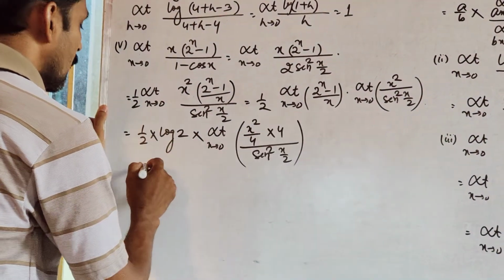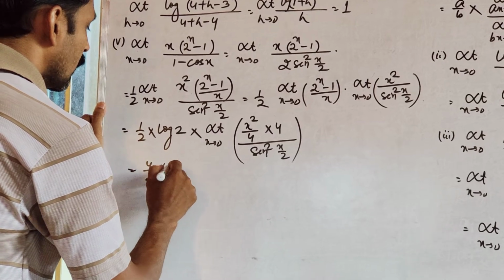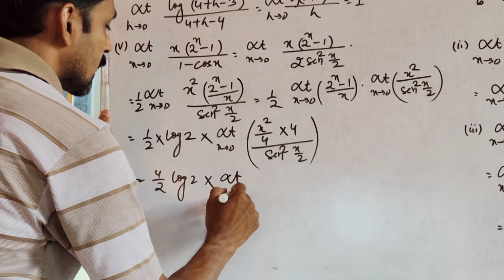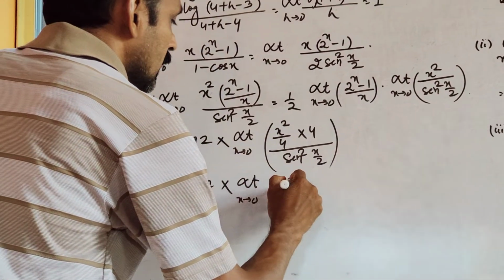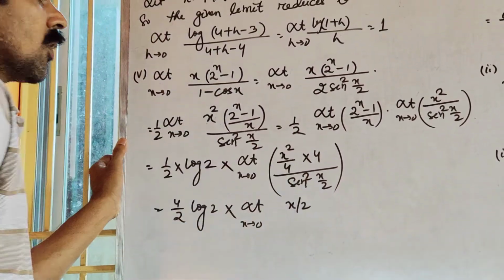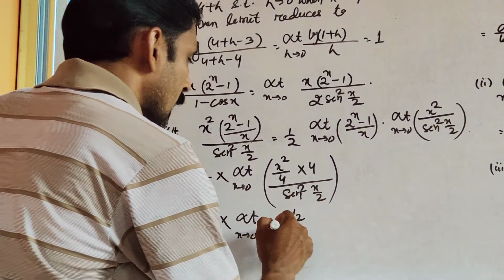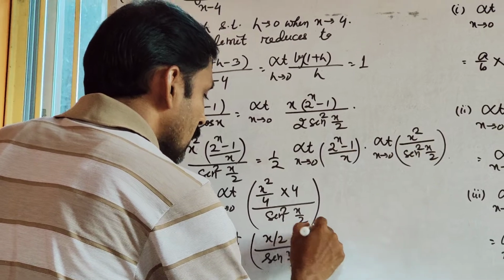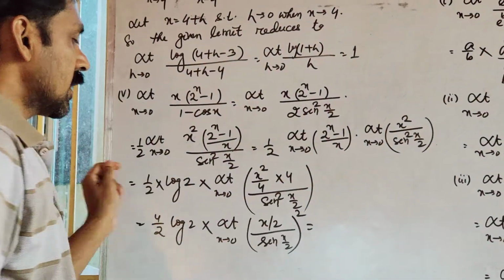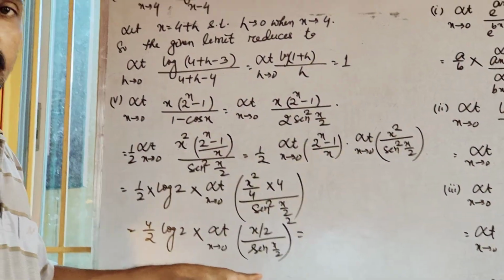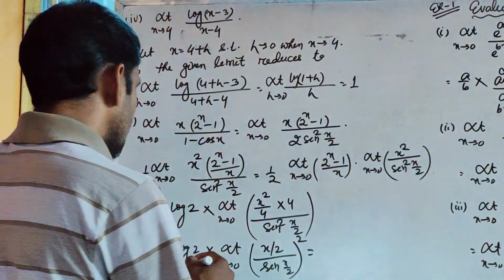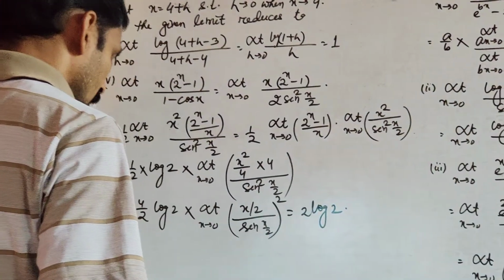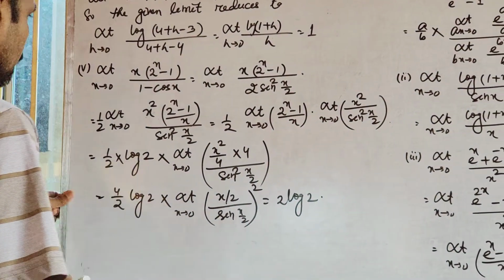So this is 4 also, you can take outside, 4 by 2 log 2 into, now I can write it as limit x tends to 0, it is x square by 4 means x by 2 whole square, so x by 2 by sin x by 2 whole square. Now this value is again limit x by sin x, x tends to 0 equal to 1, so it is 2 log 2. So this will be the answer. Okay.